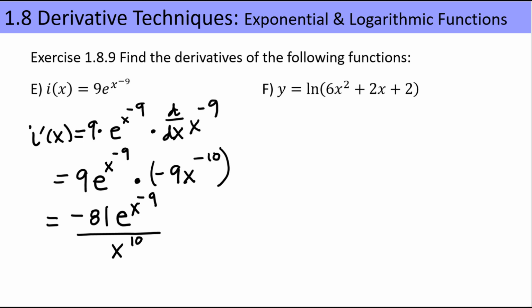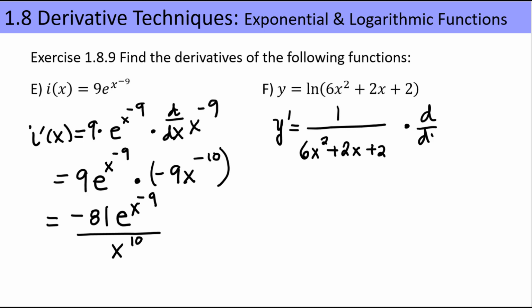And one last problem for this lesson, f. Y equals the natural log of 6x squared plus 2x plus 2. Let's take the derivative. Y prime is equal to 1 divided by the argument, which is 6x squared plus 2x plus 2. And the rule tells us we need to take the derivative of whatever was inside the parentheses, which is 6x squared plus 2x plus 2.